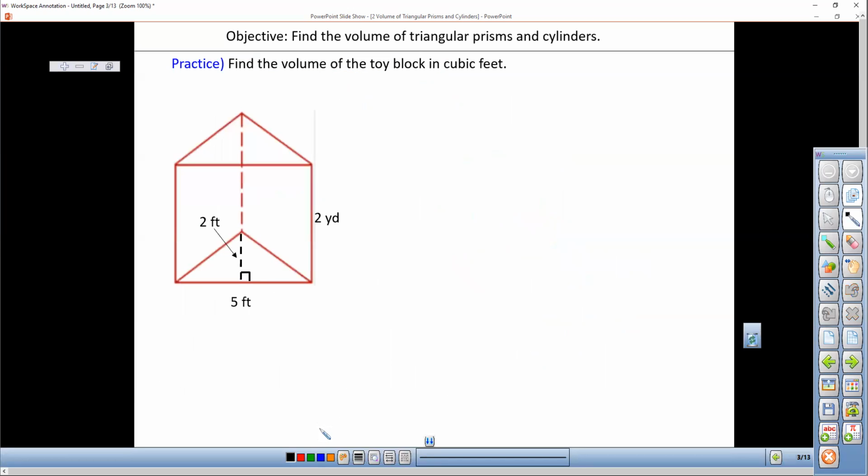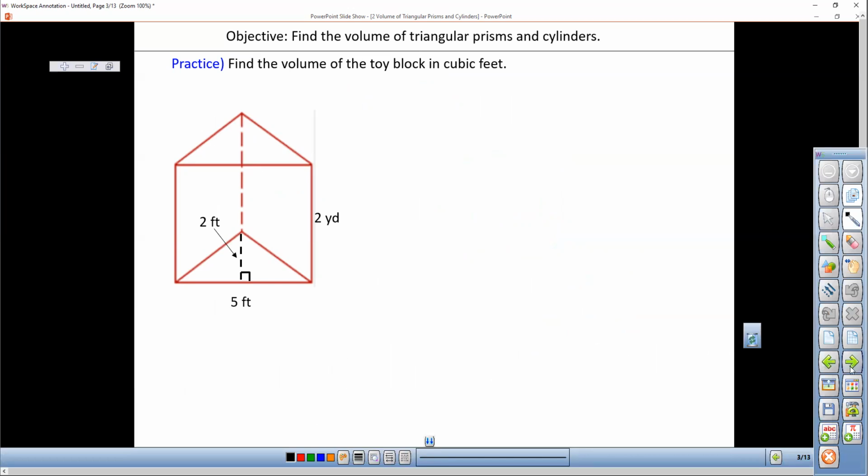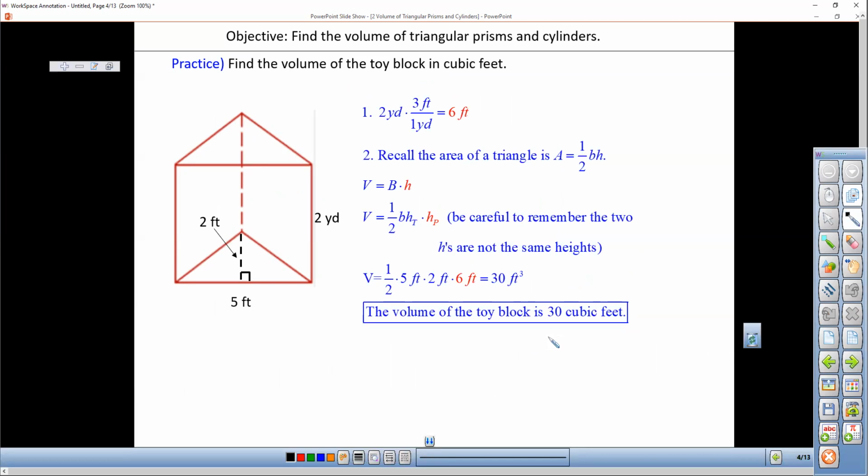All right, here is a practice problem. I encourage you to pause the video here and try this practice problem. All right, we're going to take a look at the answer now. So hopefully you came up with 30 cubic feet. So if not, let's talk about some of the places where you may have gone a little wrong.